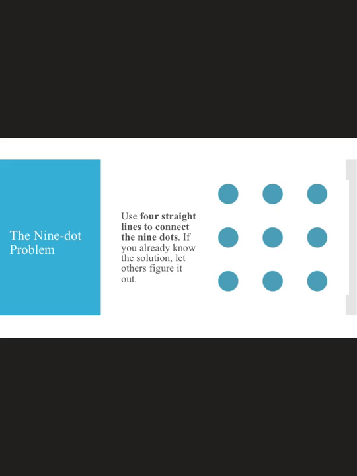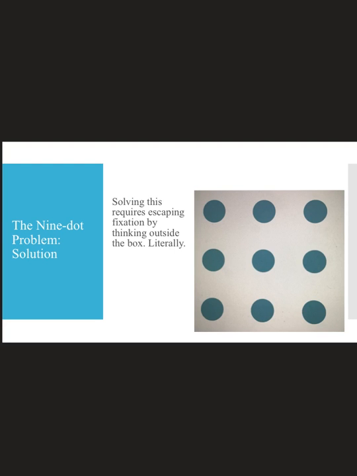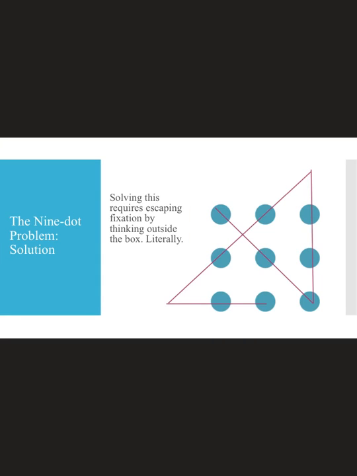Your next task: use 4 straight lines to connect the 9 dots. Again, I'm going to let you work through this on your own. If you're somebody who wants to figure this out, feel free to pause the video and work through it longer, but I am going to give you the answer here. 4 straight lines to connect the 9 dots. I'm going to give it 3, 2, 1. Solving this requires escaping fixation by thinking outside the box. Literally thinking outside the box.